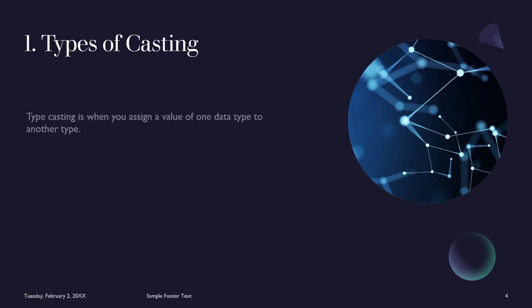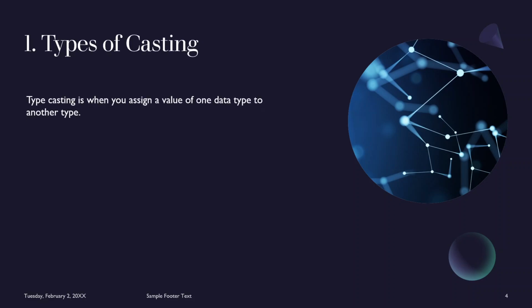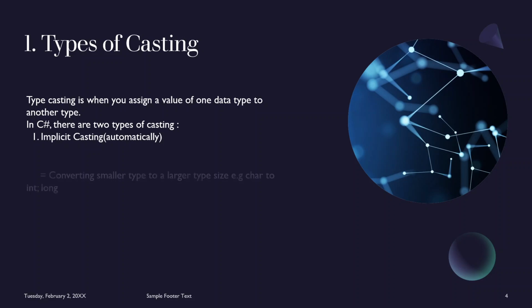Types of casting. Typecasting is when you assign a value of one data type to another type. So hear me well when I say this. It's literally assigning a value of one data type to another data type. In C Sharp, there are two types of casting. The first one is implicit casting, which is usually done automatically.